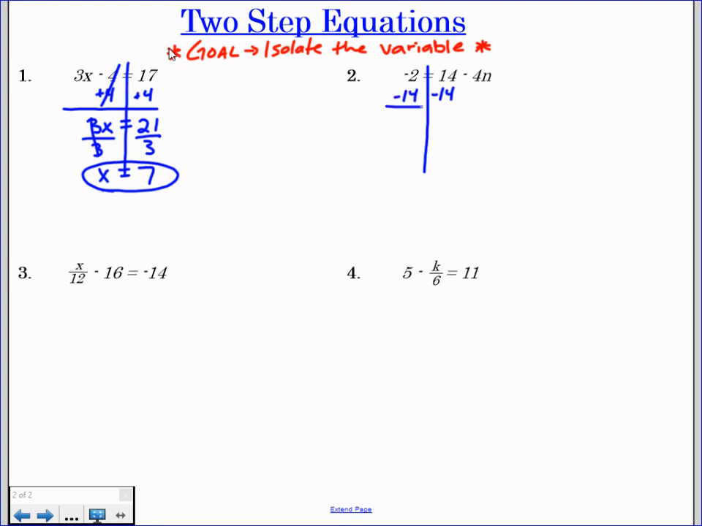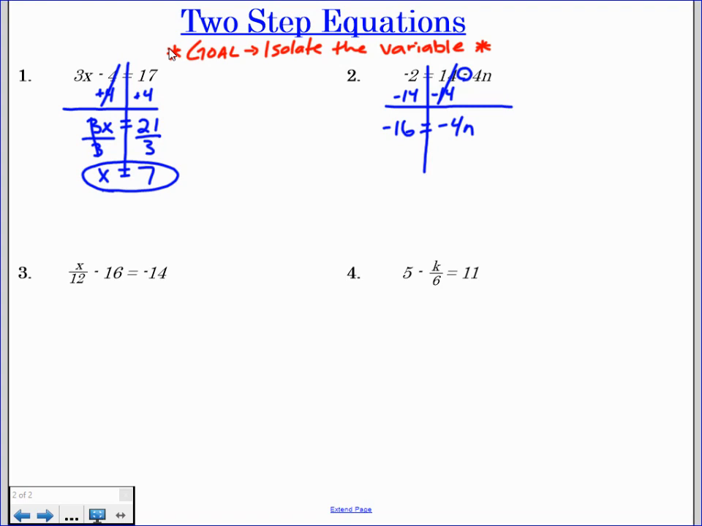So I'm going to subtract 14. That's going to cancel out my positive 14. That's going to leave me with negative 4n. Do not forget about this minus sign and to carry it with the 4n as you move it through the equation. On the left, I have negative 2 minus 14. That's negative 16.